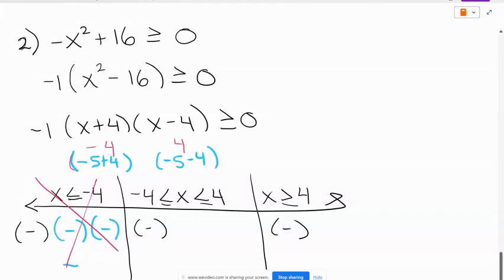When you're testing three regions, if the first one is out, guess which other one is also going to be out? The last one. When you're testing three regions, if the first one is out, the last one will also be out. Do we still have to test that middle region? Yeah, let's test it now.